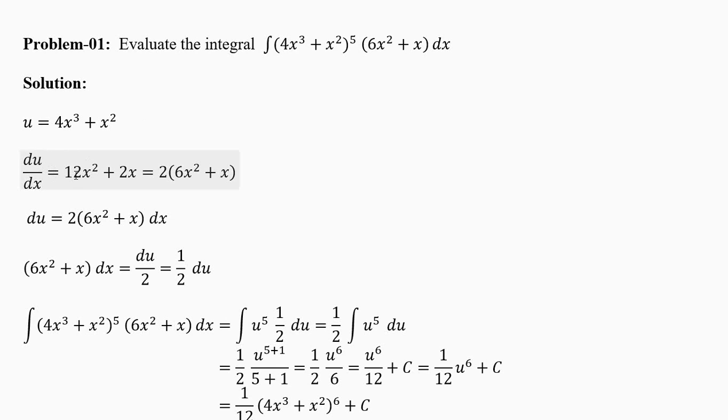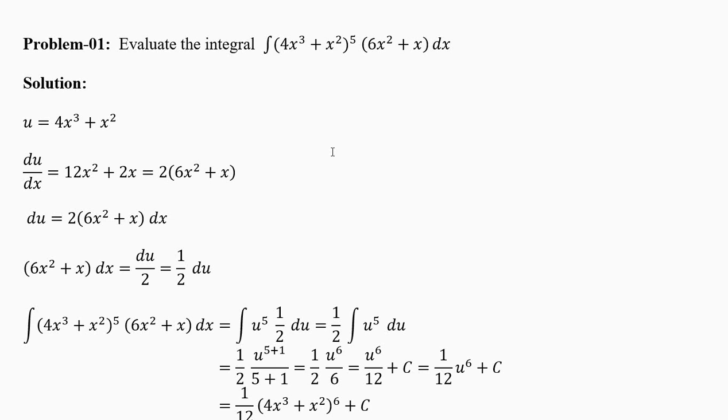Now, the derivative of u is 12x² + 2x. Take 2 common. You'll get 2 times (6x² + x), and that is what is there in the question. See, we can factorize it more, but we are not going to do it. You can also take x common. You'll get 2x times (6x + 1), but that is not what we need. What we need here is, as seen in the question, 6x² + x. So take 2 common and you'll get back what is in the question.